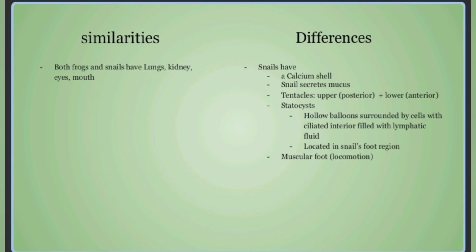The differences. Snails have a calcium shell, secrete mucus, and have tentacles, upper posterior, lower anterior, statocysts, balloons surrounded by ciliated cells with an interior filled with lymphatic fluid, located in the snail's foot region. Muscular foot.